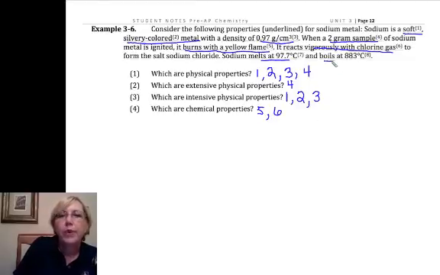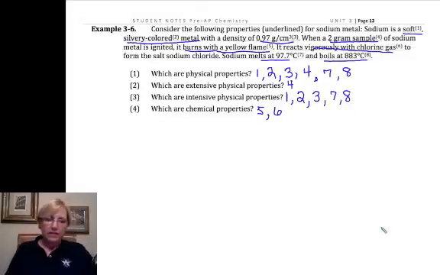Melting point, boiling point. We don't change the nature of sodium. So both of those are physical properties, and in fact will be the same regardless of sample size. So you need to be able to answer questions like that, and that hopefully is not so subtle of a hint.